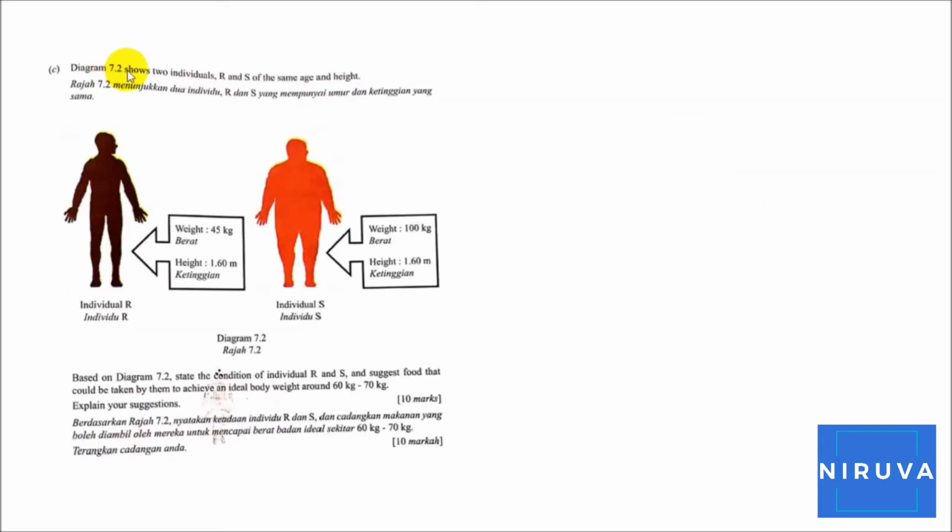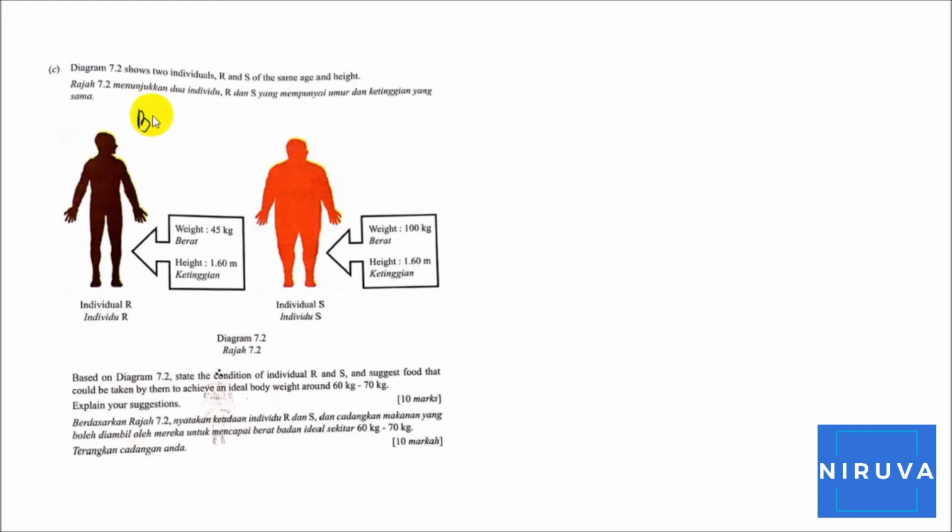Okay, see diagram 7.2 shows two individuals. We have individual R and individual S of the same age and height. Based on the diagram, state the condition of individual R and S. Suggest food that can be taken by them to achieve an ideal body weight around 60 to 70 kg and explain your suggestion. To state the condition of individual R, we need to calculate the body mass index, BMI.